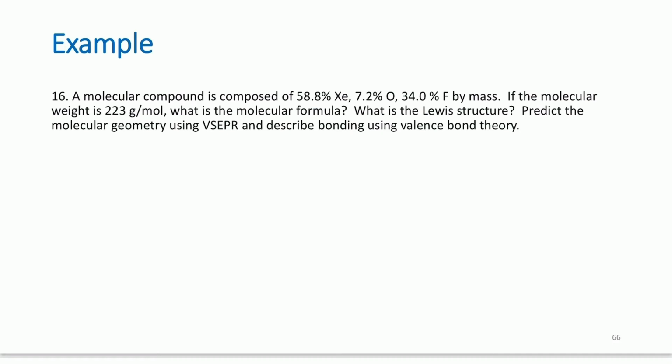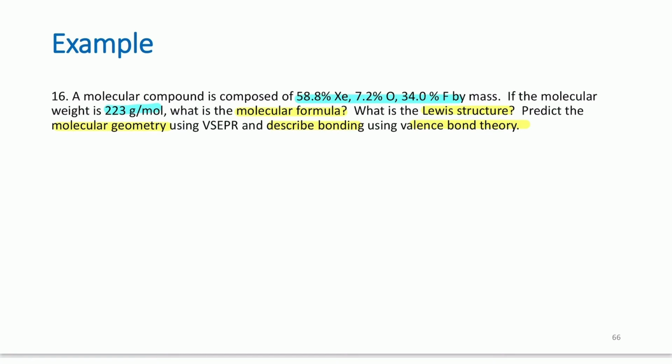A molecular compound is composed of 58.8% xenon, 7.2% oxygen, and 34.0% fluorine by mass. If the molecular weight is 223 grams per mole, what is the molecular formula? So I've got some numbers here I'm going to need. I want to know the molecular formula. What is my Lewis structure? And predict the molecular geometry using VSEPR and describe bonding using valence bond theory. So lots going on here, but that's what I like about the question. It's pulling in a lot of different concepts for you guys.